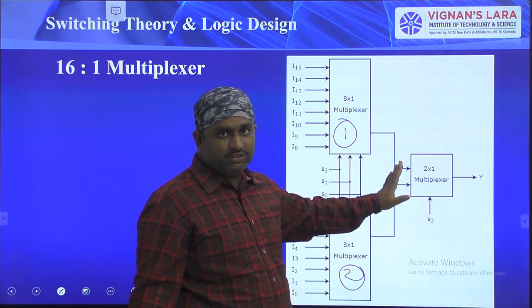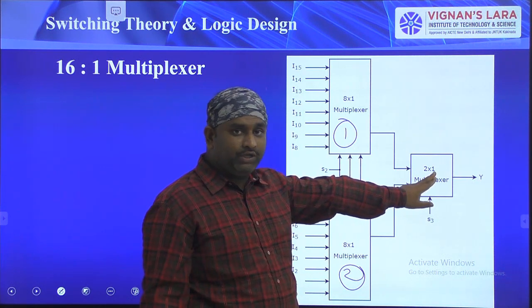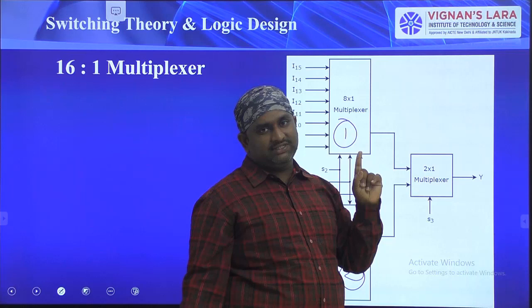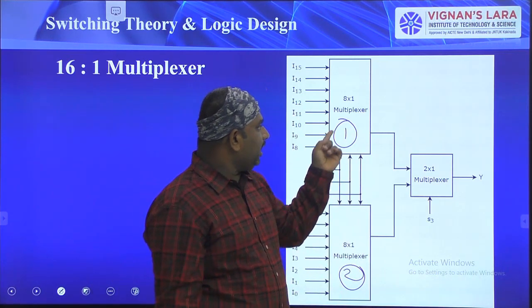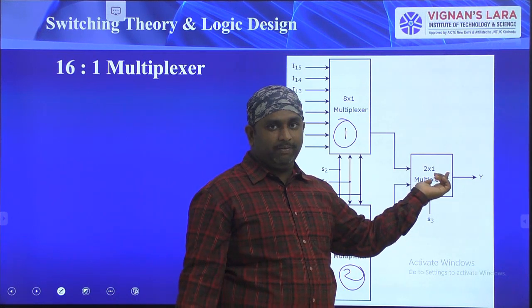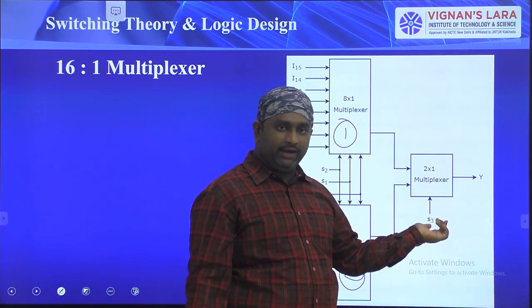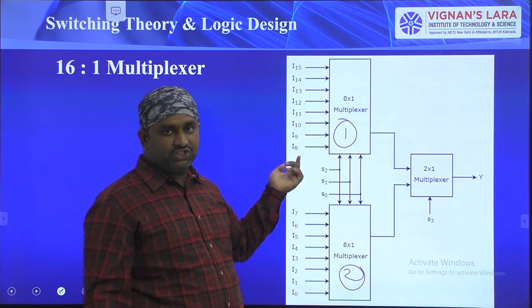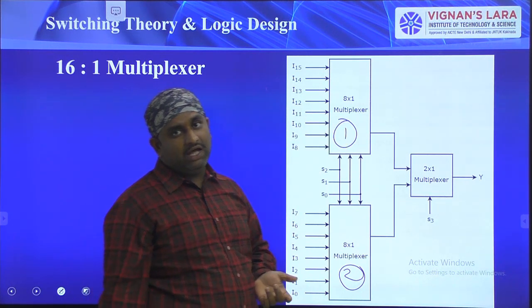So these 2 outputs are connected to a 2:1 multiplexer. Finally, I have taken only 1 output signal. Here for 8:1 multiplexers, I have 3 selection lines, and for implementing the 2:1 multiplexer, I need only 1 selection line. So these 3 selection lines, in the first stage, I shorted all the selection lines.